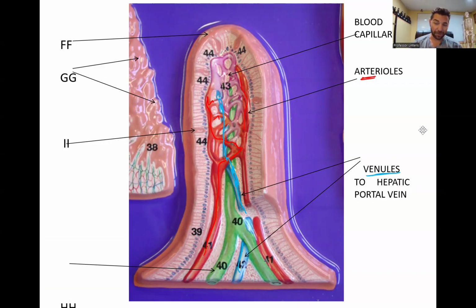But because they're small, we call them arterioles and venules. The arterioles deliver blood to this little finger-like projection, and the venules will take the blood away. Hopefully, everything we needed got absorbed through this epithelium in the little microvilli, and enters the blood. It enters the blood through these capillaries.